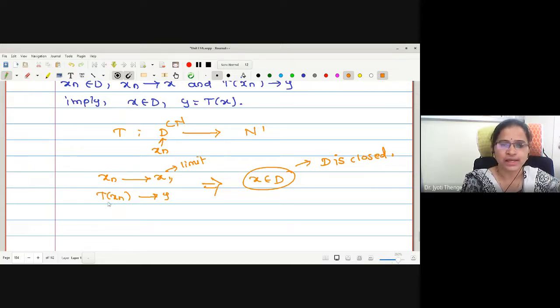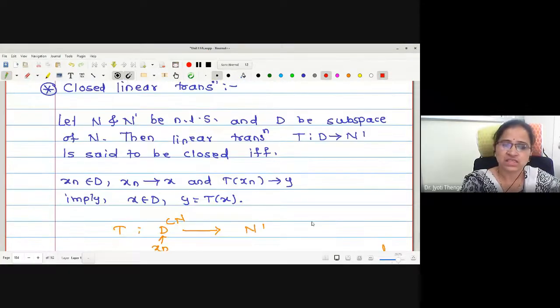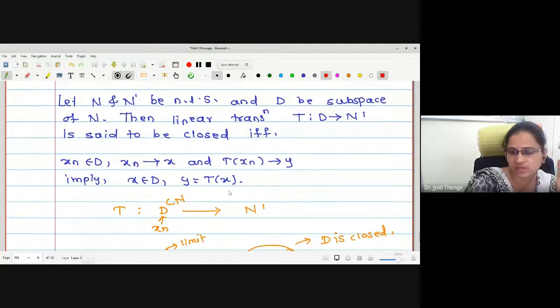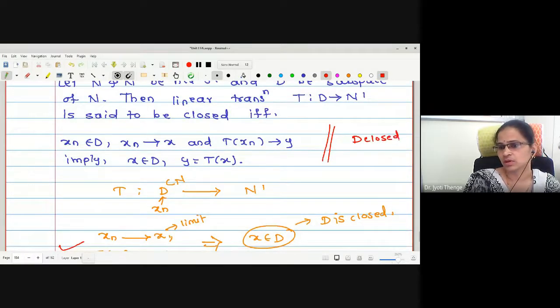Second condition: Txn converges to y. We have y equals T of x. Therefore, the condition becomes equivalent to Txn converges to Tx. Now look: xn converges to x implies Txn converges to Tx. That is continuous. Therefore, this given condition will imply two things: D is closed and T is continuous.